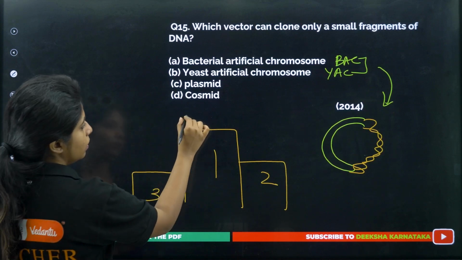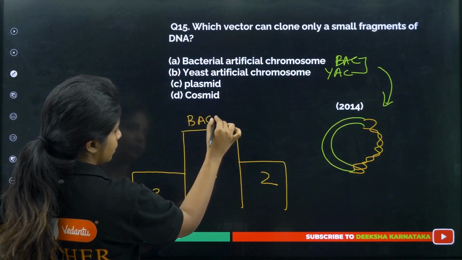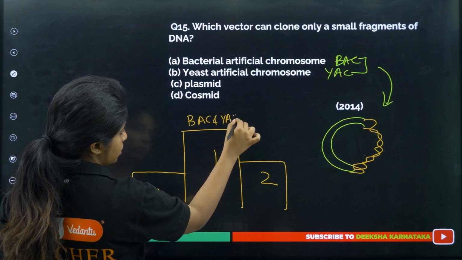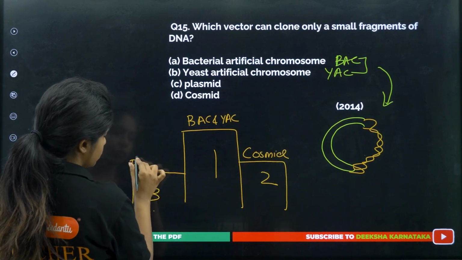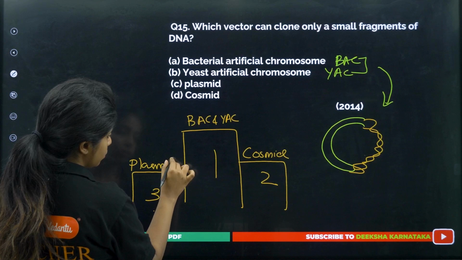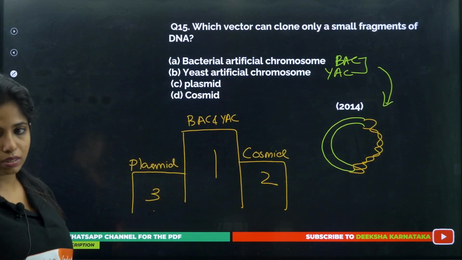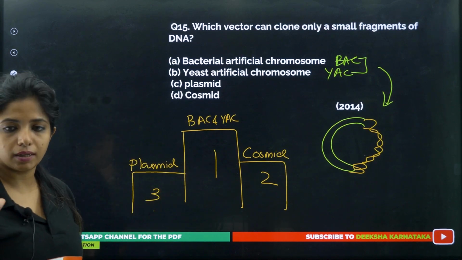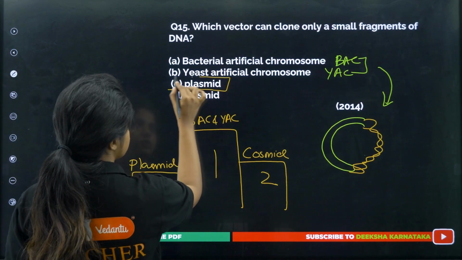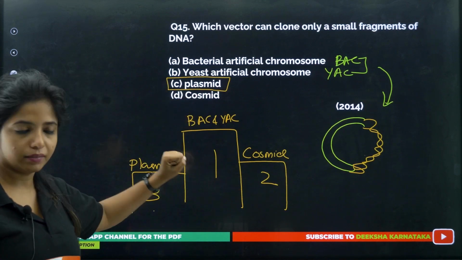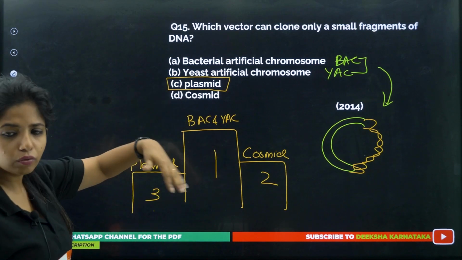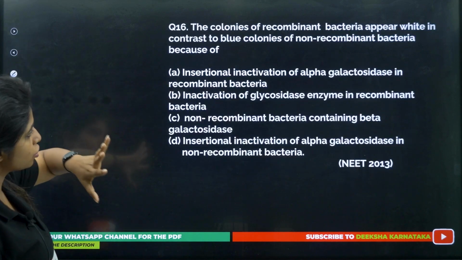So first will obviously be BAC and YAC, larger fragments. Then you have cosmids, children. Then you have plasmids. So plasmid is the one that carries the smallest fragment of DNA. So this becomes the answer. Cool, you can remember this, it's important again. All this small information, questions come around that, so you should know about it.